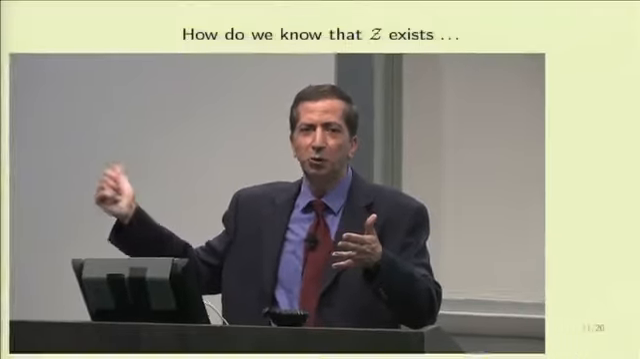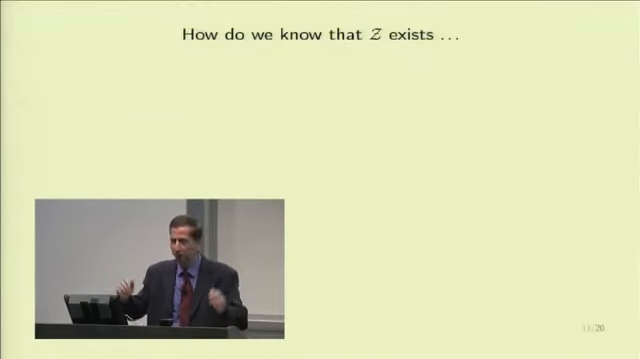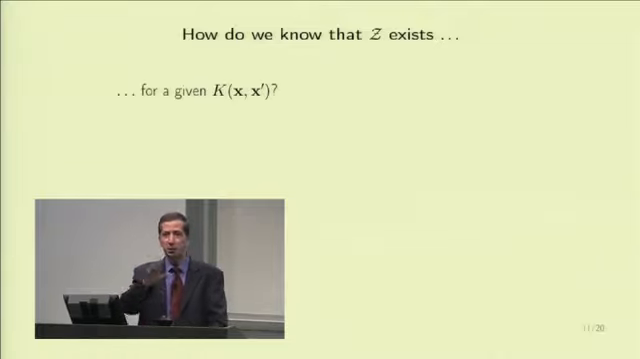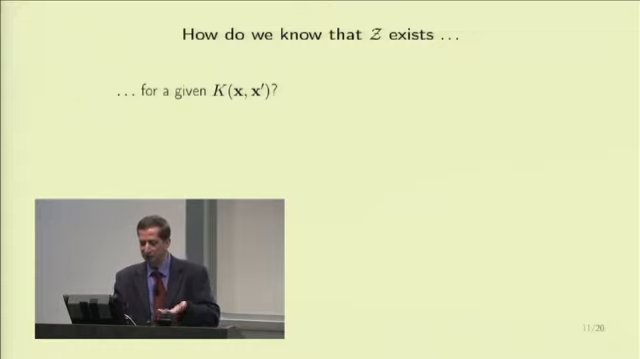the whole idea of the kernel is that you don't visit the Z space. So how are you going to verify that this is a valid kernel, namely an inner product in some space, without visiting that space? That's the question. How do I know that Z exists, for a given kernel? By the way, in support vector machines, you will come up with your own kernels. So it's a good idea to ask yourself, what are the conditions to get the kernel right?